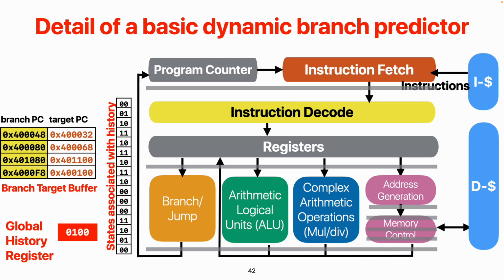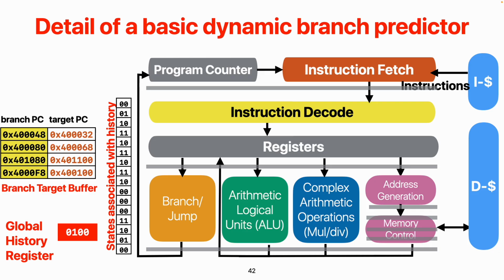16, right? 2 to the 4. So now I'm going to make a state machine with 16 entries, and each entry is mapped to a possible combination of the history.